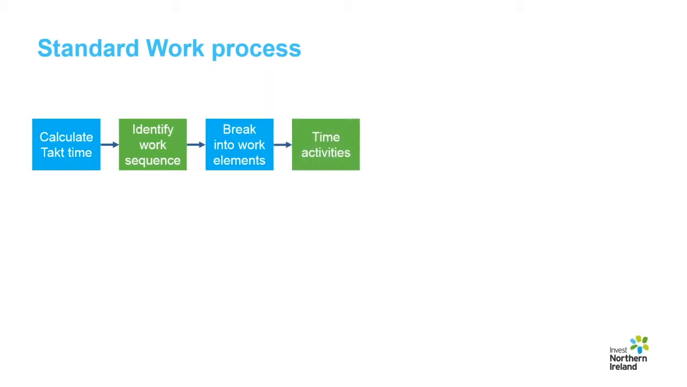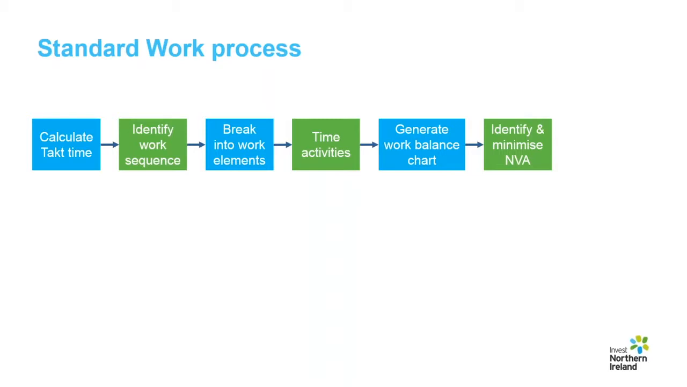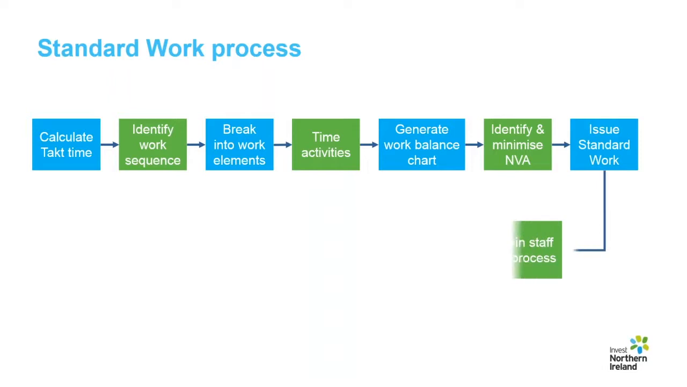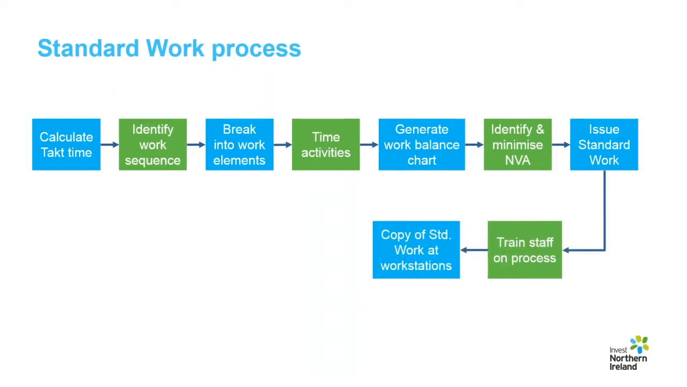Time each of the steps in the process, then generate a work balance chart, which will help you to identify the process bottleneck. Break down this constraint process step into value-adding and non-value-adding tasks and use this information to identify potential opportunities for improvement. Issue the standard worksheet, train staff on this, and place a copy at each workstation.